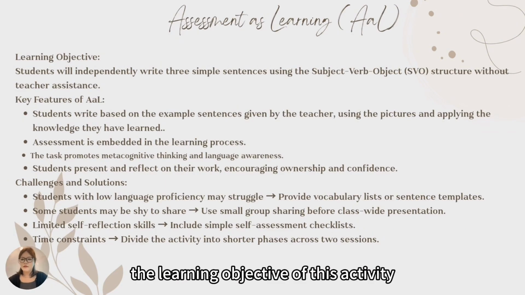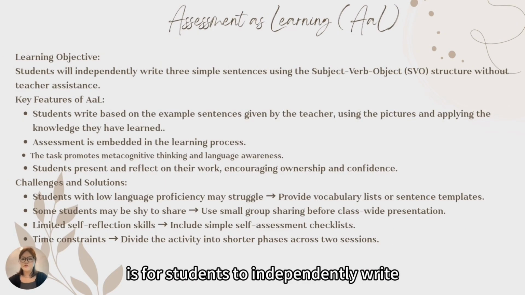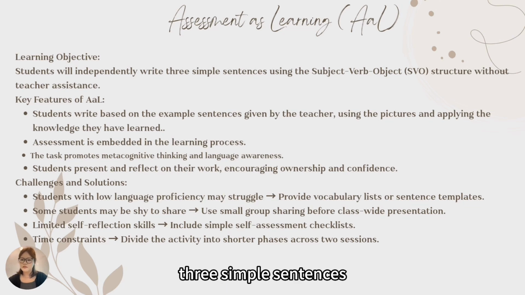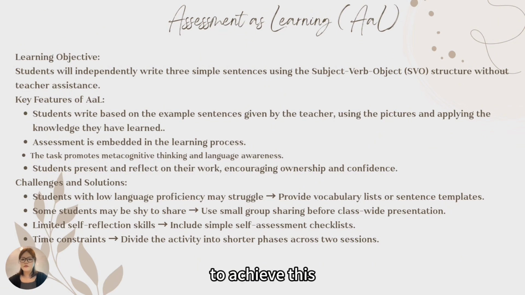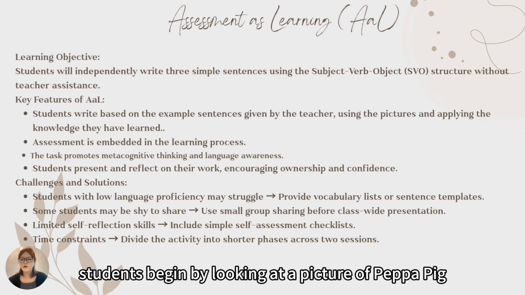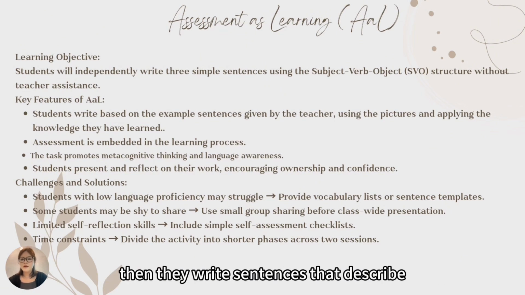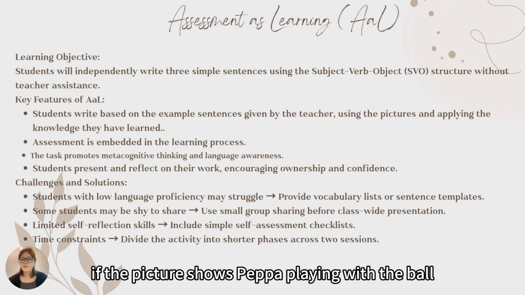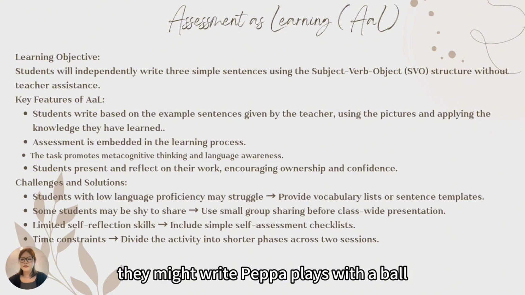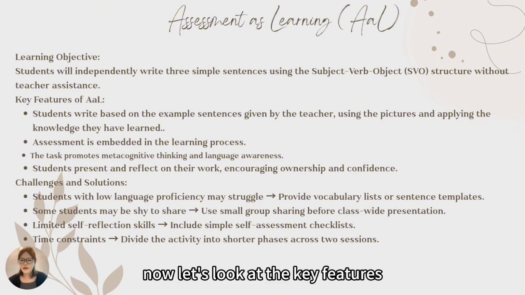The learning objective of this activity is for students to independently write 3 simple sentences using the subject, verb, object structure without any teacher assistance. To achieve this, students begin by looking at a picture of Peppa Pig. Then they write sentences that describe what is happening in the picture. For example, if the picture shows Peppa playing with a ball, they might write Peppa plays with a ball. Now, let's look at the key features.